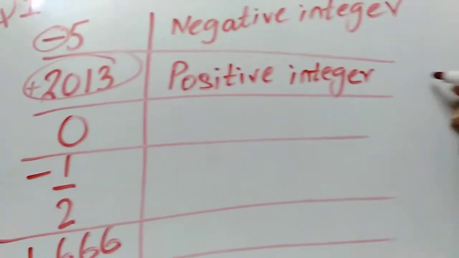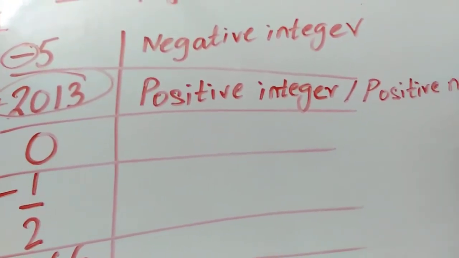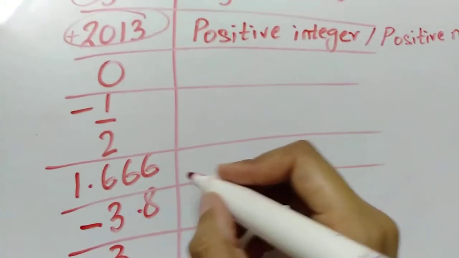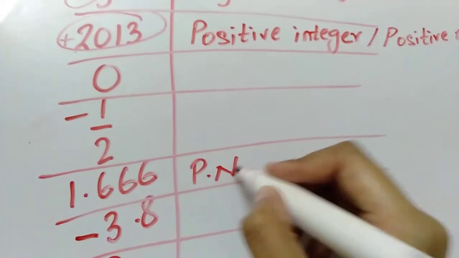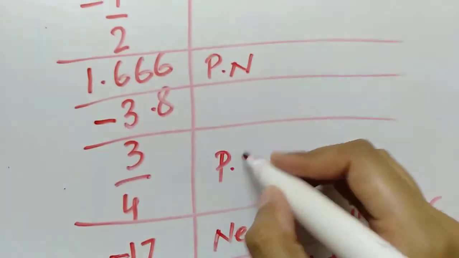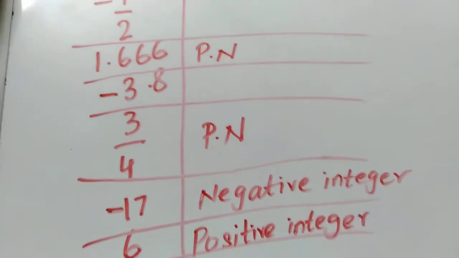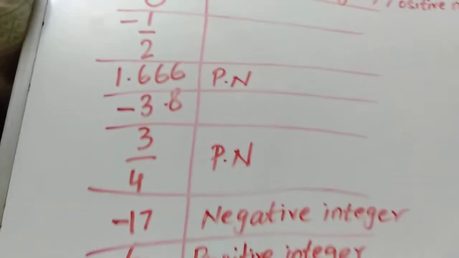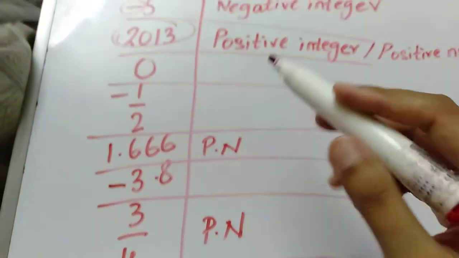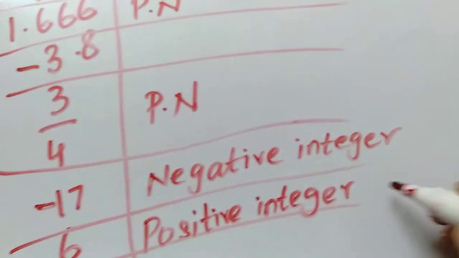2013 is also a positive number. And 1.66 is a positive number. I am writing PN for positive number. 3 by 4 is a positive number. It's not an integer because it's in fraction form. So the numbers which are in fraction form, we will not name as positive integers. So this is a positive number and this is a positive number. 2013 is a positive number and 6 is also a positive number.